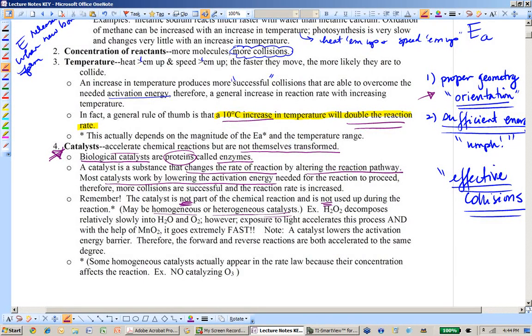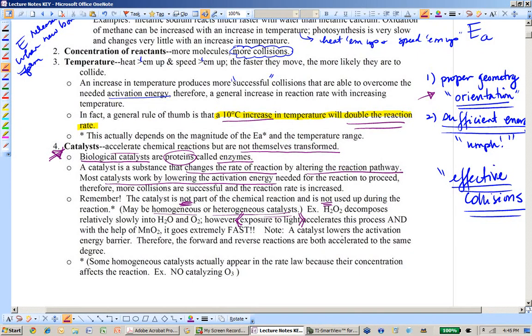However, if you expose this to light, hence the need for the brown bottle in the first place, it's going to accelerate this process, and with the help of something like manganese dioxide, it'll go extremely fast and be ever so exciting and messy. You'll get foam everywhere, especially if you put just a little dab of dishwashing liquid in it. Your teacher may have done a demo for you in first year or lately called elephant toothpaste. If not, you should request it. It's actually a really cool demo.